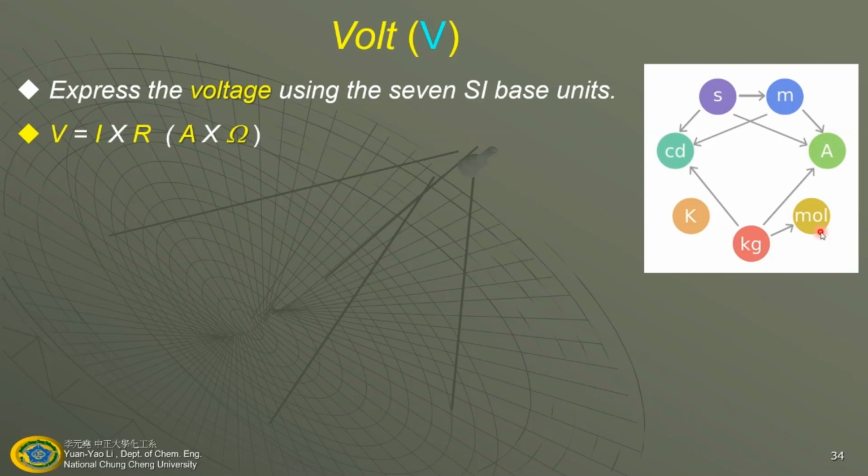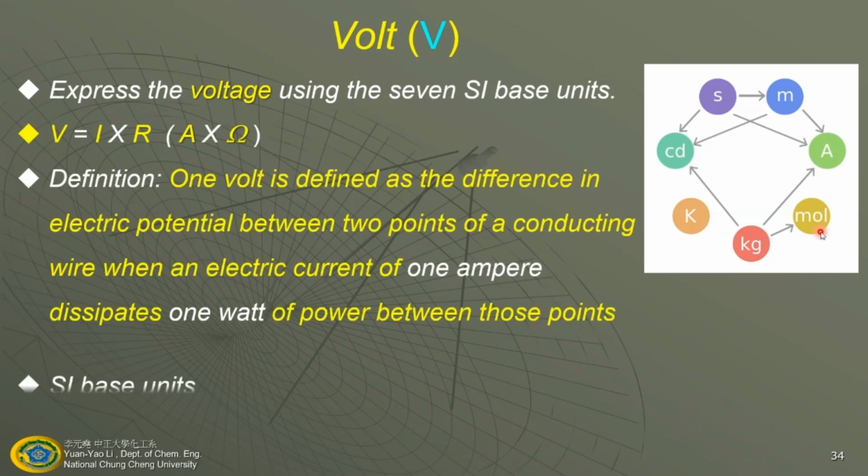Okay, you have to go back to the definition of the voltage. One volt is defined as the difference in electrical potential between two points of a conducting wire when an electrical current of 1 ampere dissipates 1 watt of power between those two points. So you cannot express voltage as a unit like this, because this is wrong.